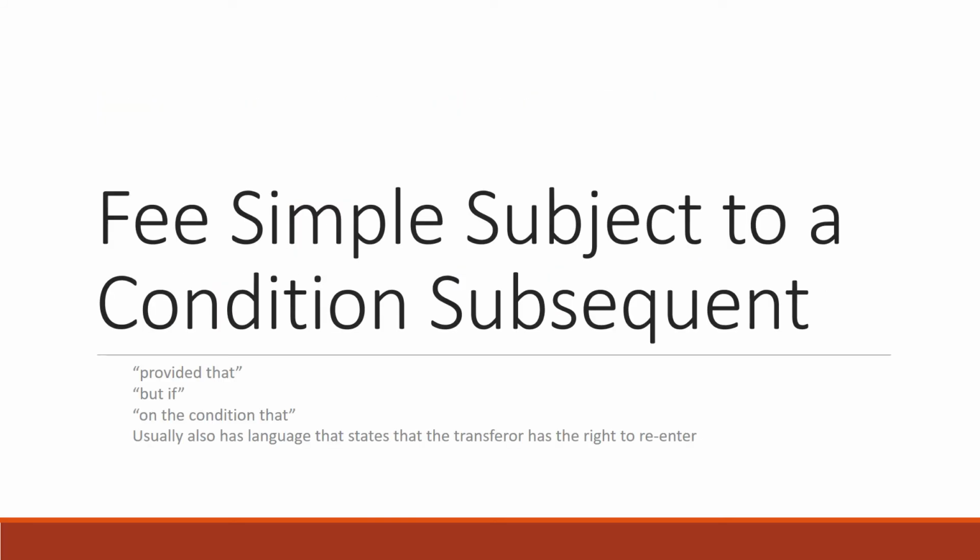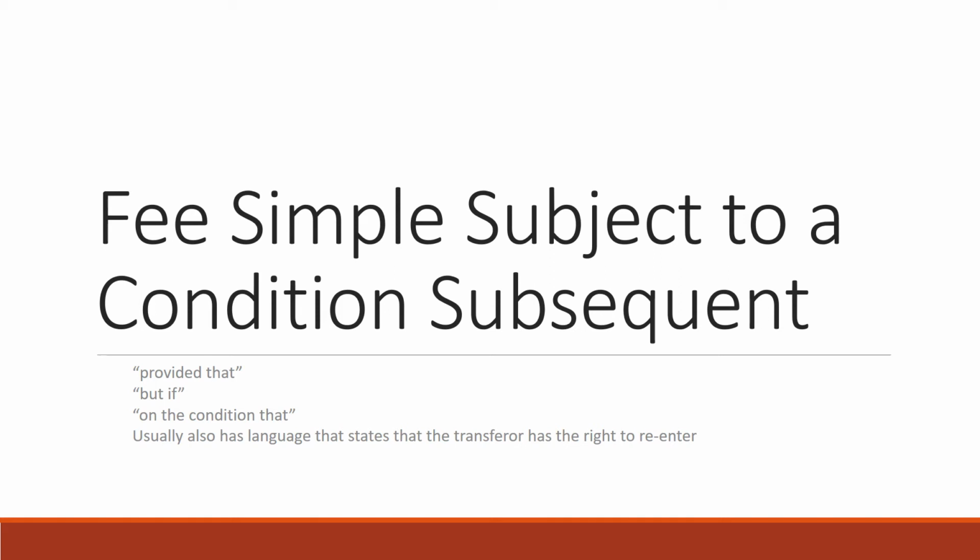The next type of defeasible estate that we are going to discuss is called a fee simple subject to a condition subsequent. And a fee simple subject to a condition subsequent is a fee simple estate that is created in the transferee that can be terminated at the election of the transferor when a certain condition occurs. So, again, it can be terminated at the election of the transferor, meaning we don't have an automatic transfer back to the transferor if that condition occurs.